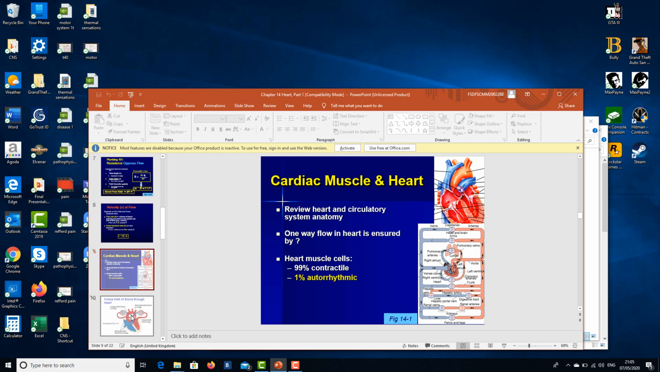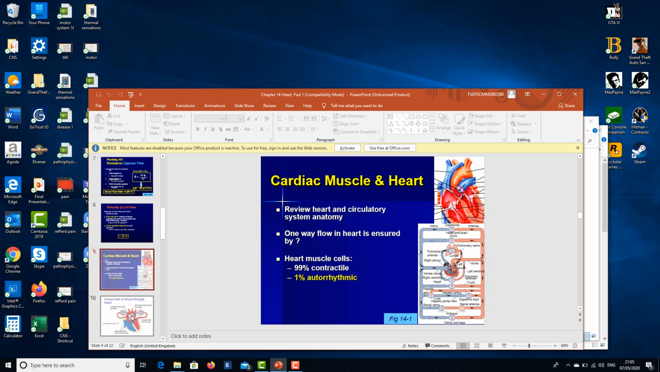One-way flow in heart is ensured. How? 99% of the heart muscle cells are contractile, and the 1% of the cells are autorhythmic cells. So they are non-conducting type, non-contractile, but they are autorhythmic.